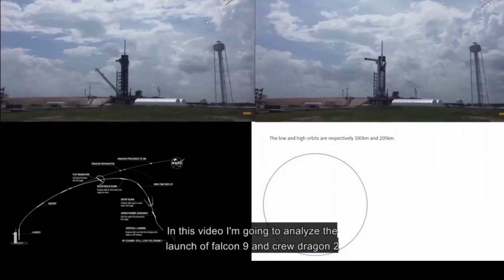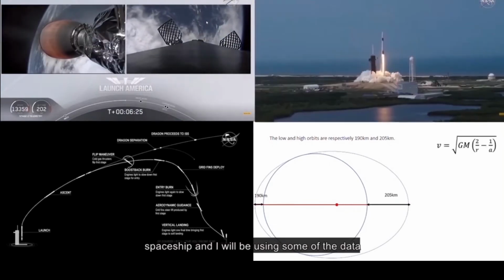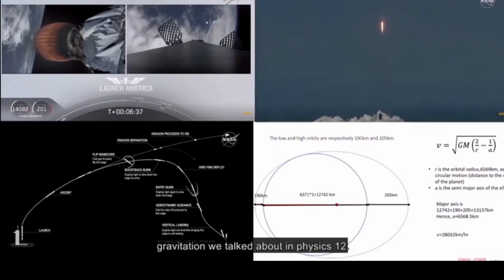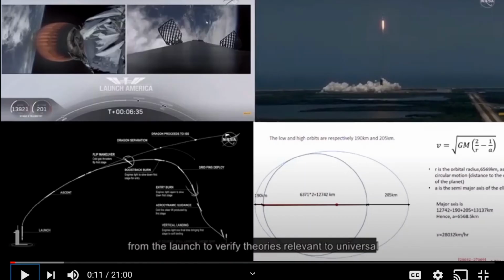In this video, I'm going to analyze the launch of Falcon 9 and Crew Dragon 2 spaceship, and I will be using some of the data from the launch to verify theories relevant to universal gravitation, we talked about in Physics 12. So basically what I did in this video is I was watching the live broadcast of Falcon 9 launch on May 30th, and I noticed there are some of the data in the live video that we can use to plug into the universal gravitation formula we learned in grade 12, and then use it to predict the real-time speed of the rocket.